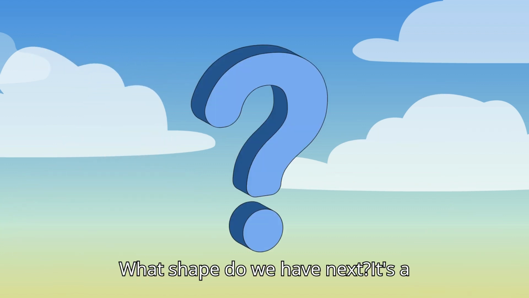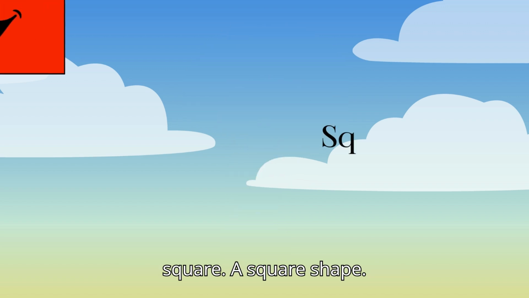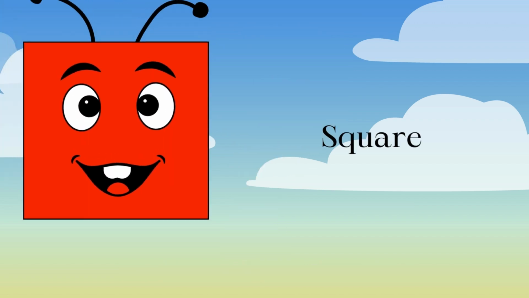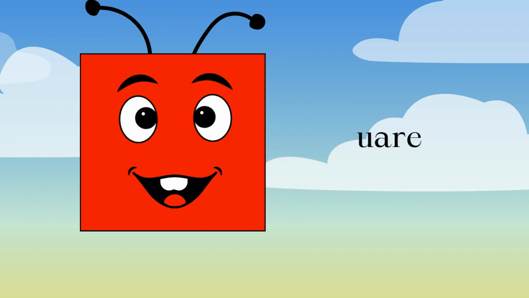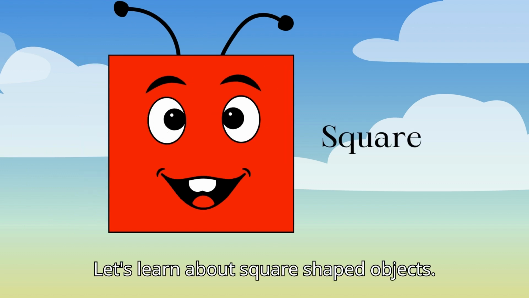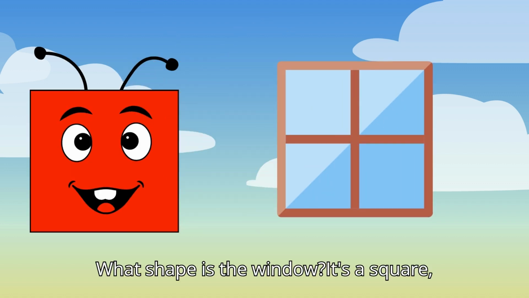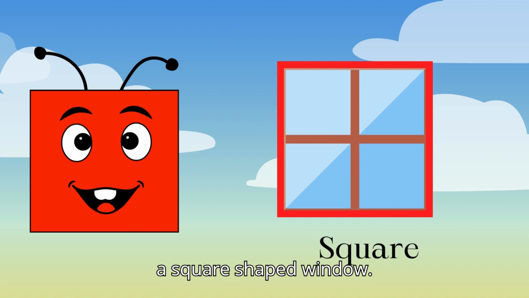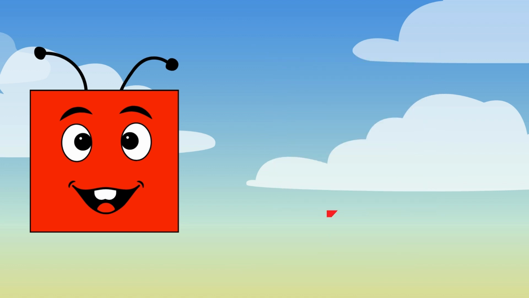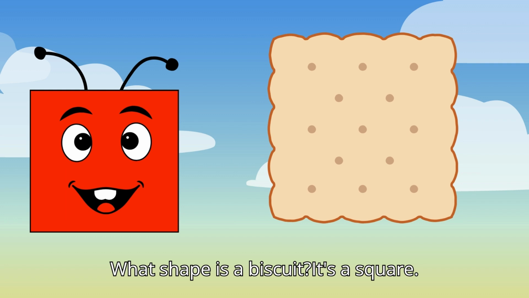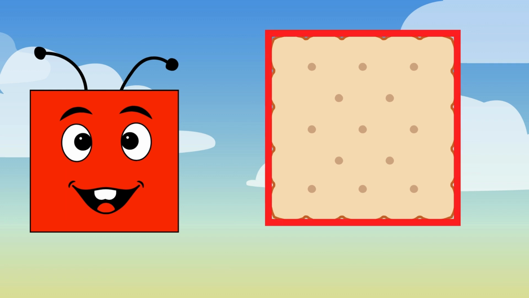What shape do we have next? It's a square. A square shape. Let's learn about square-shaped objects. What shape is the window? It's a square. A square-shaped window. What shape is the biscuit? It's a square.